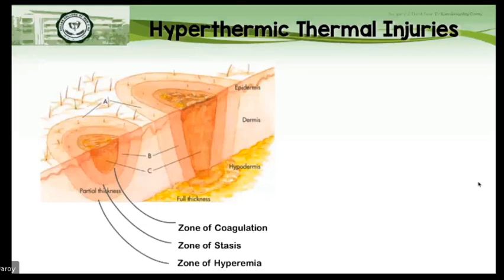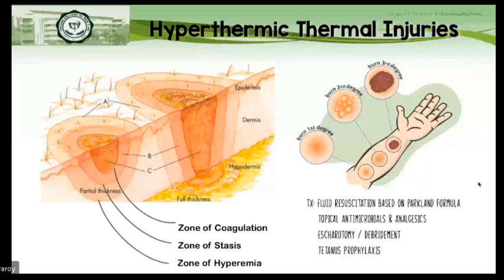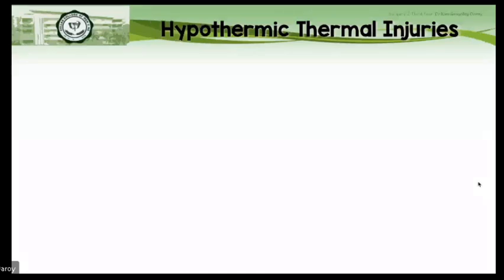Treatment would involve fluid resuscitation based on your Parkland formula, application of topical antimicrobials and analgesics, escharotomy and debridement as needed, and of course your tetanus prophylaxis. As for hypothermic thermal injuries, the mechanism of injury is a little bit different.